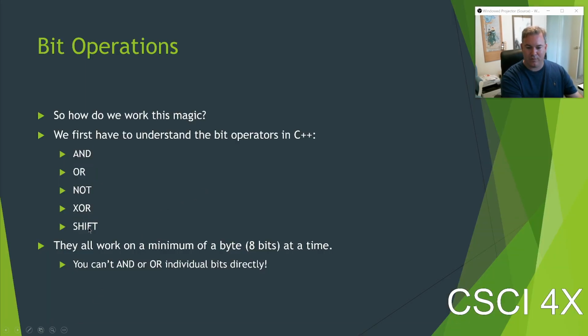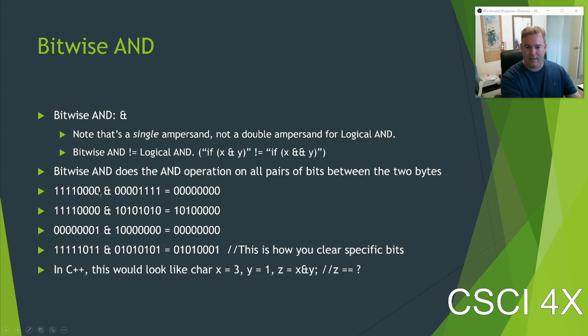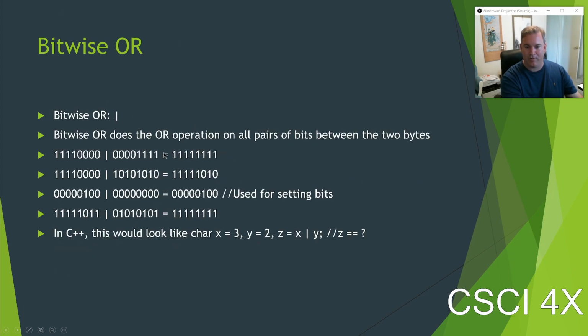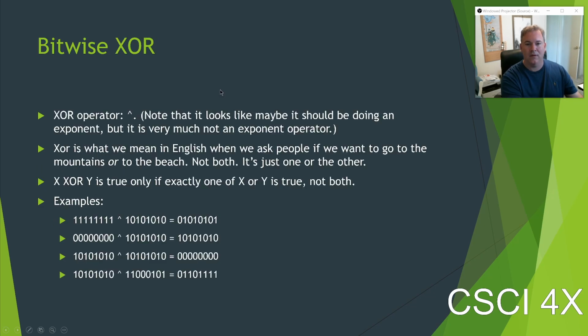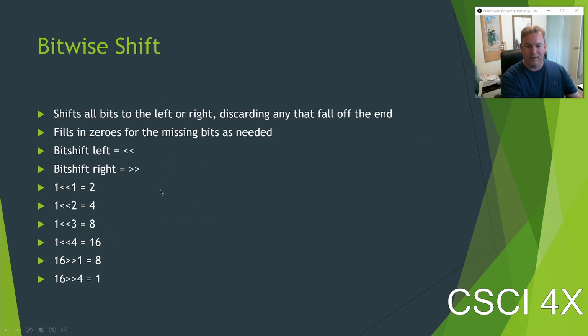And, or, not, XOR, shift, bitwise AND. Yeah, so each pair of bits gets ANDed together, or each pair of bits gets ORed together. Not flips the bits. 4 1s and 4 zeros becomes 4 zeros and 4 1s. XOR, anytime you have a 1, it flips the bit. Anytime you have a 0, it leaves it alone. Every time you left shift, it's like multiplying by 2. Every time you right shift, it's like dividing by 2. And zeros fill in the gaps.